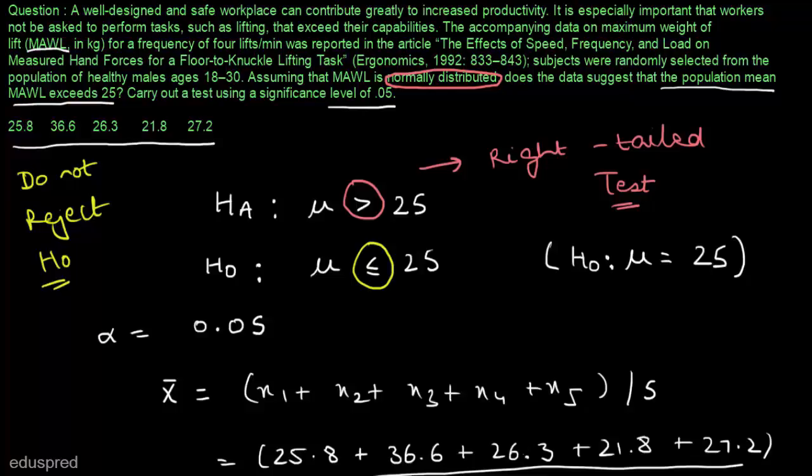So this means that there is not sufficient evidence to conclude that the population mean is greater than 25. And this is all for this question.